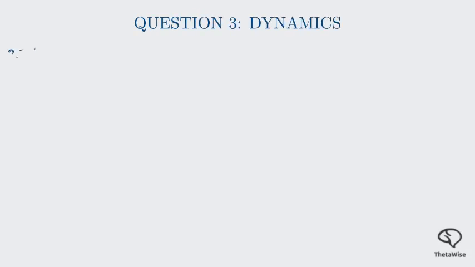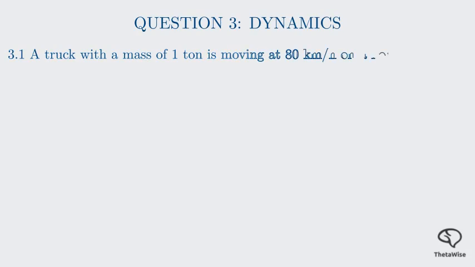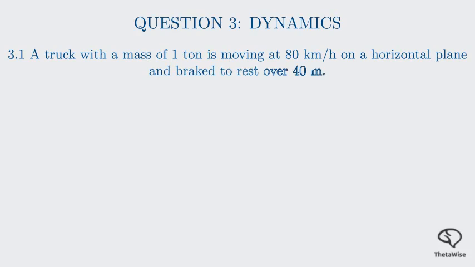Question 3.1 states, a truck with a mass of 1 ton is moving at 80 kilometers per hour on a horizontal plane and is braked to rest over 40 meters. Calculate the deceleration. First, we always start by listing the information given in the question. This helps us see what we have and what we need.